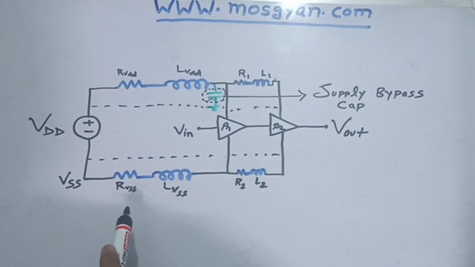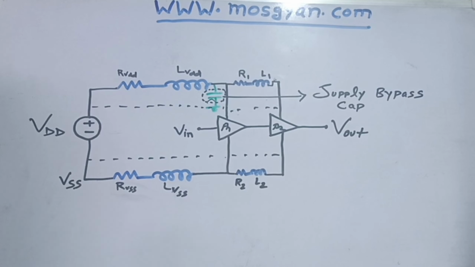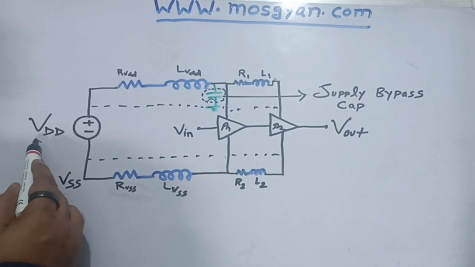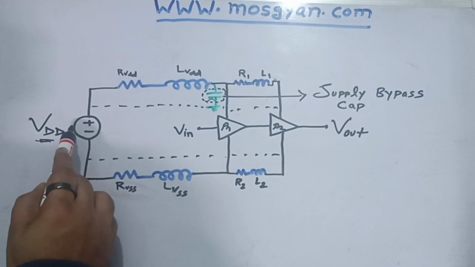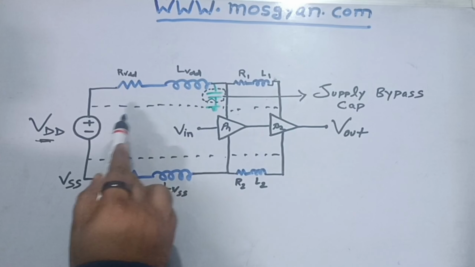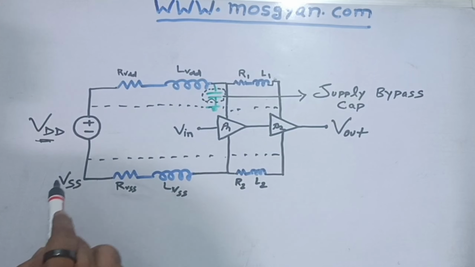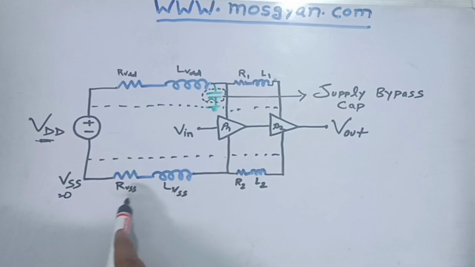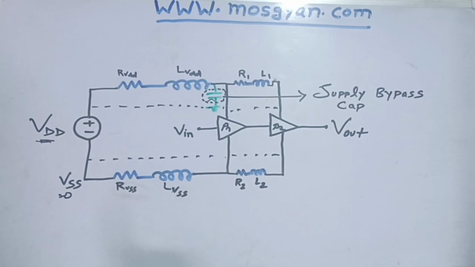Now, if resistance and inductance are introduced in the supply, how will it impact the proper supply? Ideally, if we have applied a supply, let's say VDD, we want the op-amps to have a similar supply of VDD. And similarly, if we have applied ground VSS, let's say equal to 0, we want the same value at both the op-amps. But because of this R and L, we won't be getting the same supply and ground now.